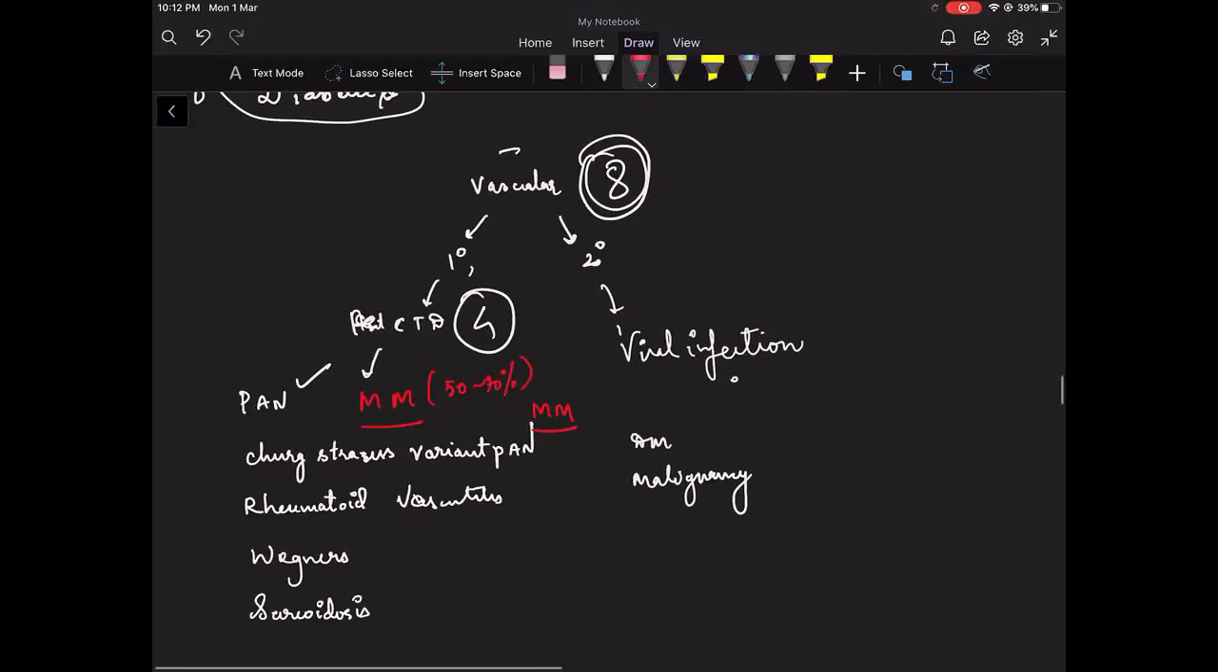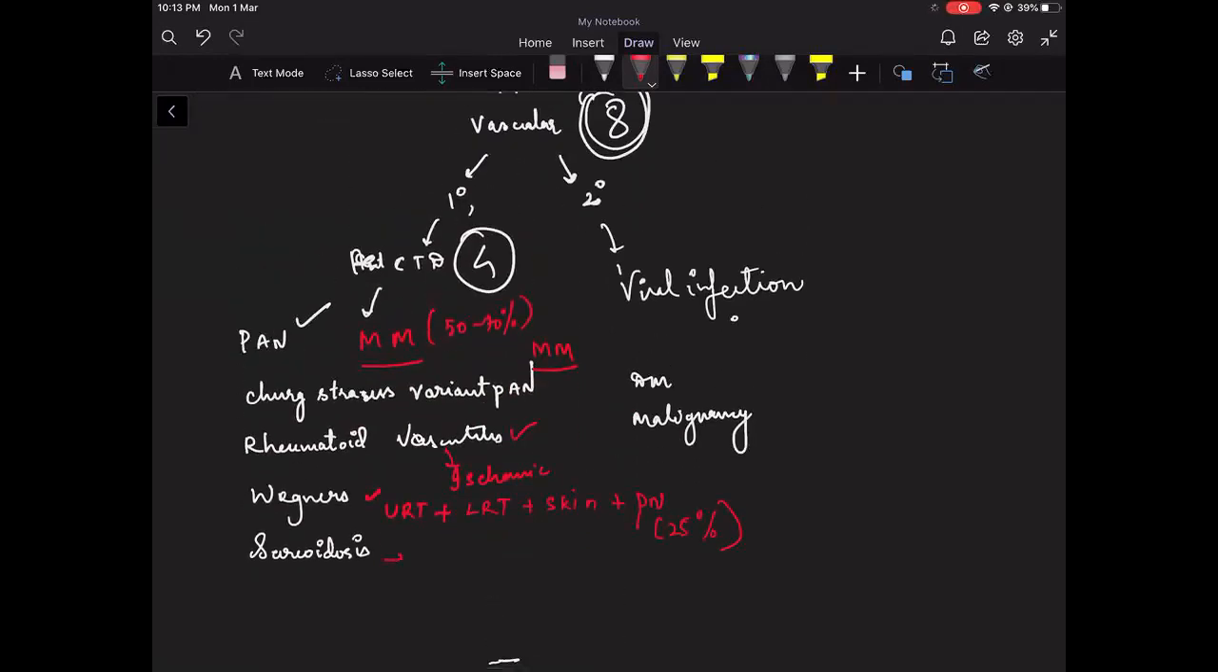And even the rheumatoid vasculitis variant, where the patient will have the same ischemic neuropathy. Even Wegener's patient will have URT symptoms, LRT symptoms with skin manifestation, and peripheral neuropathy, which is usually seen in 25% of cases. In sarcoidosis, the patient can have varied presentation. Important to remember is cranial neuropathies, and typically the seventh cranial nerve is usually affected here. Another varied presentation is polyradicular neuropathy in sarcoidosis.